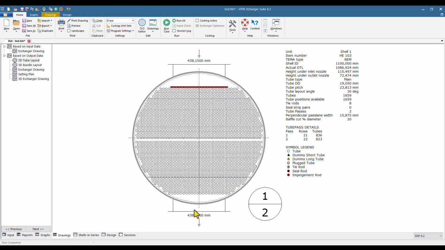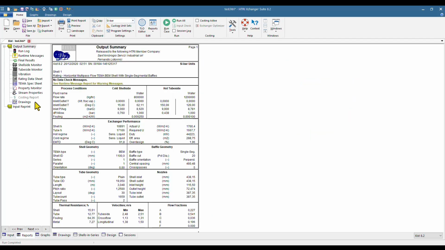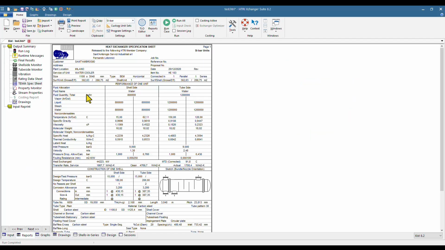We look at the drawing, so it was filled with additional tubes here, while these additional tubes were not provided before because we had specified a symmetrical layout. Now, in this situation, we are at the end of our effort. Just to summarize everything, we look in the report at the TEMA specification sheet.